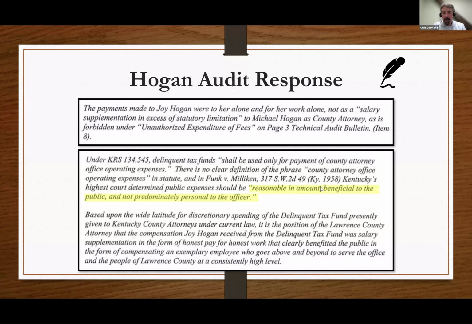Here you'll see this reference to reasonable use of funds, so specifically within this court case that's cited, those expenses are required to be reasonable in amount, beneficial to the public, and not predominantly personal to the officer, in this case, Mike Hogan. Additionally, the audit report had cited supplementation for the honest pay for honest work was his explanation, to say this isn't really bonus, this is really earned monies based on the work output. This is how he felt he would answer the audit findings.